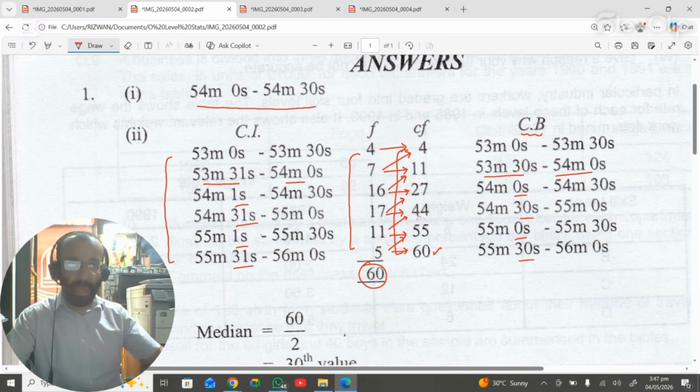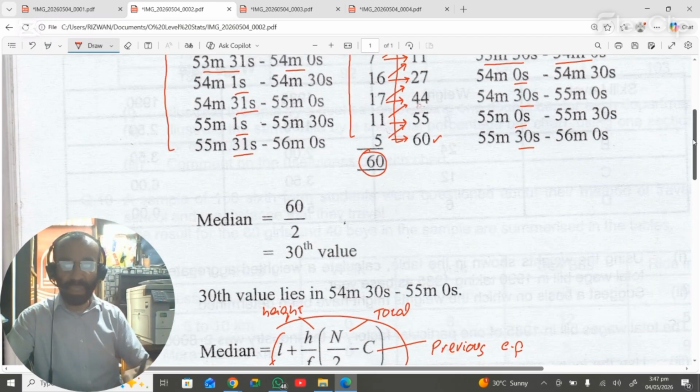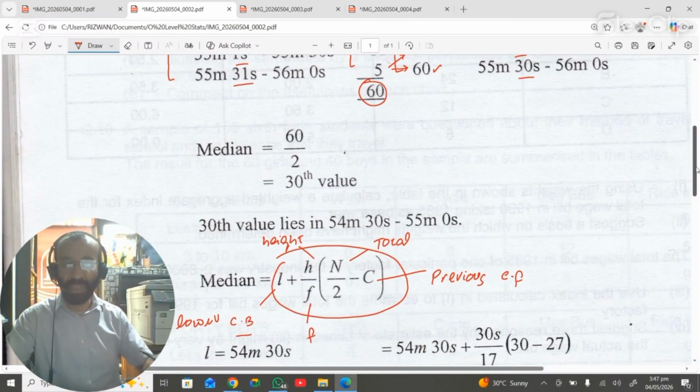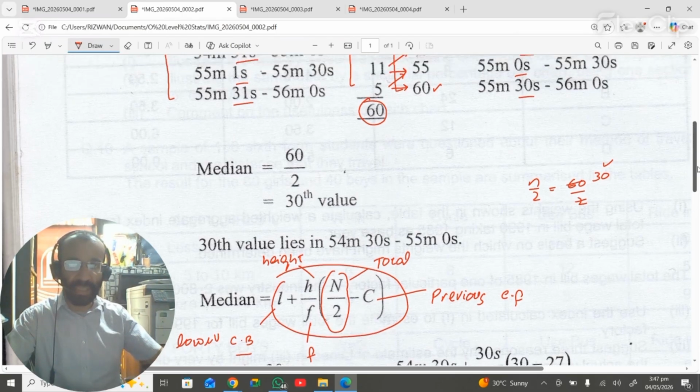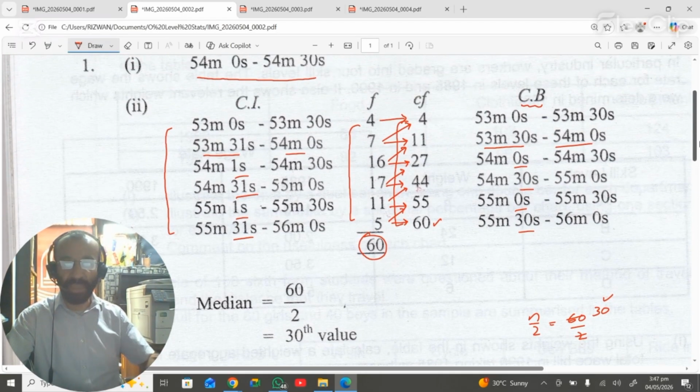Now, because we are going to find the median, and the formula is L plus H over F into n by 2 minus C, whatever n by 2 comes to will decide the class. So n by 2, where n is 60, the total number of the terms, divided by 2 is 30. So we will find the 30th term in the data and that class will be selected.